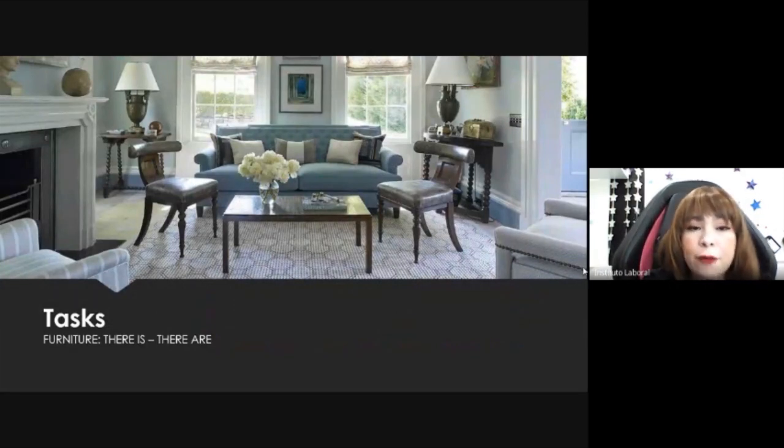Your task for this week is to complete 10 sentences using there is, there are. Remember, there is for singular and uncountable nouns, and there are is for plurals. You will see a picture like this one, okay? This is furniture in a house. This is a living room. So you have to check the picture and decide if there is or there isn't, there are or there aren't different type of furniture.